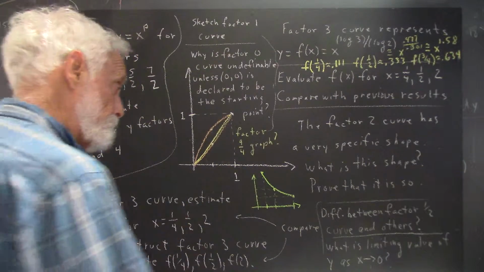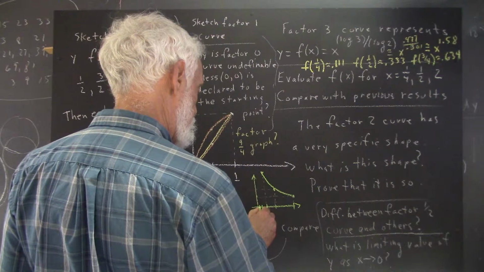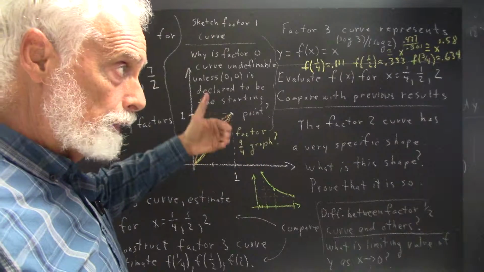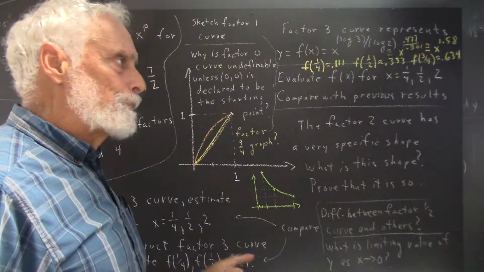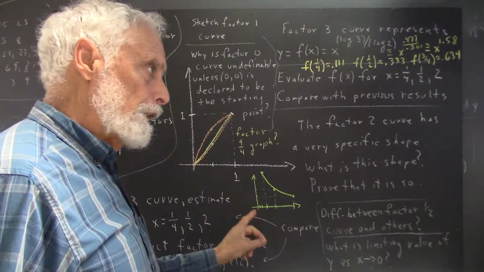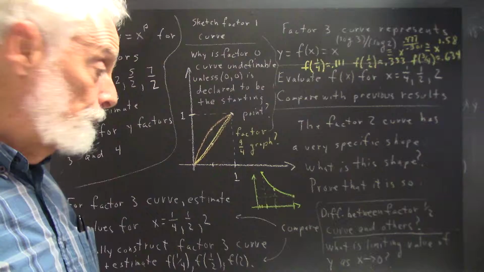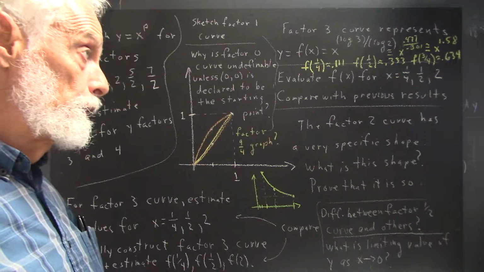Now, I don't have room to continue cutting the x in half here, but if I cut it in half a couple more times, what's going to happen to the y value? What's the curve going to look like? And what's it going to look like if I keep cutting x in half? What's going to happen to the values of y? And what's the limiting value of y going to be as x approaches 0?